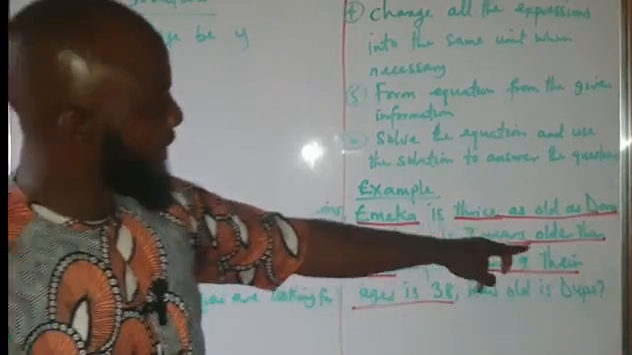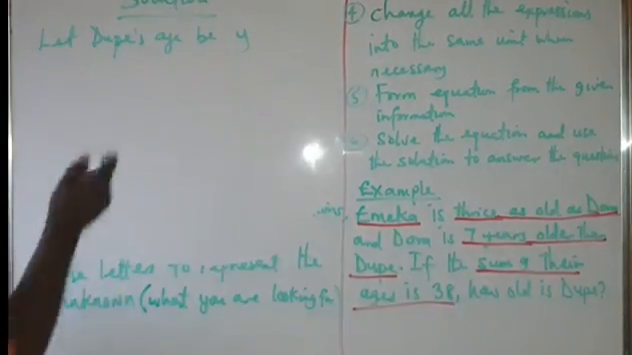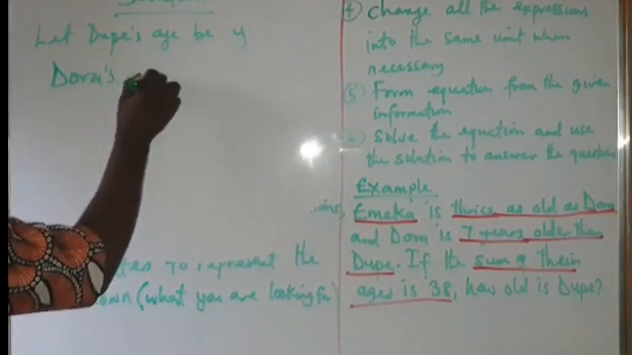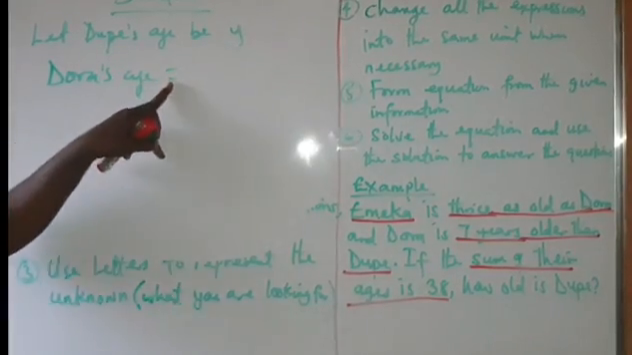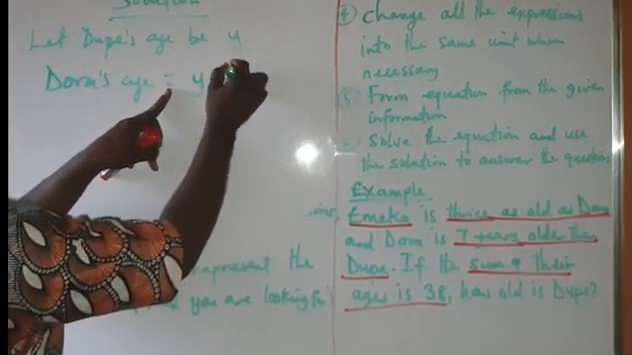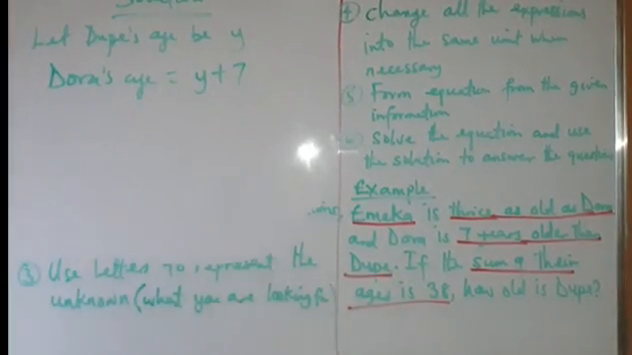So what will be the age of Dora? Dora is 7 years older than Dupe. So Dora's age will be 7 years plus the age of Dupe. The age of Dupe is y. That will be y plus 7. Hope I'm making sense.